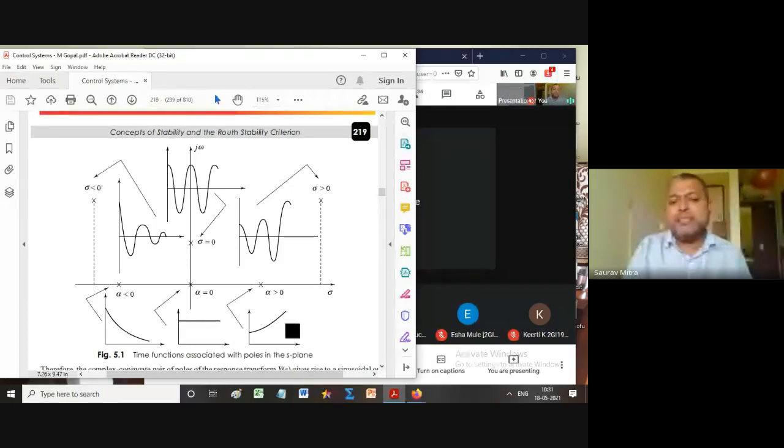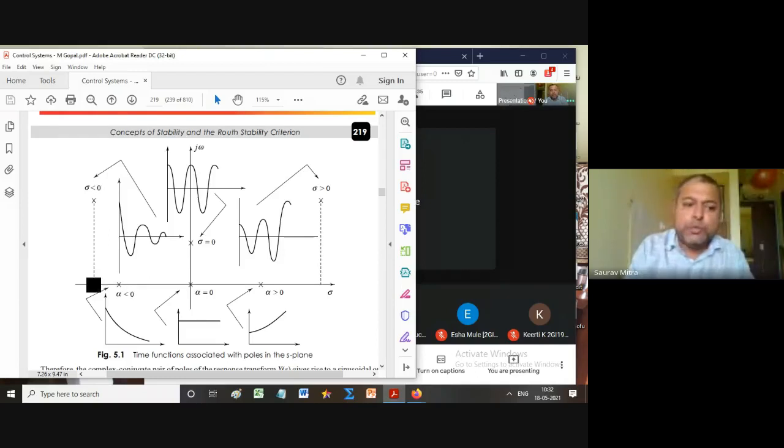So you find that if the pole is in the right side, the response is increasing. If the pole is on the j omega axis origin, it is flat, and if the pole is in the left half side, it is decreasing. That means going from right to left in the S-plane, stability increases, and coming from left to right in the S-plane, stability decreases, or instability increases. This is what you have to prove. So the cases can be one pole in the right side, one pole in the left side, one pole on the center.